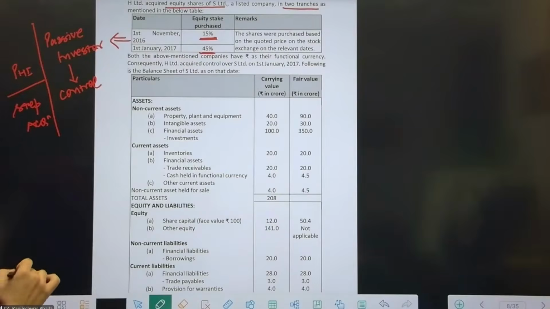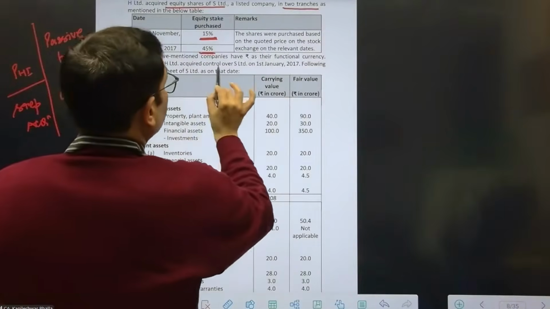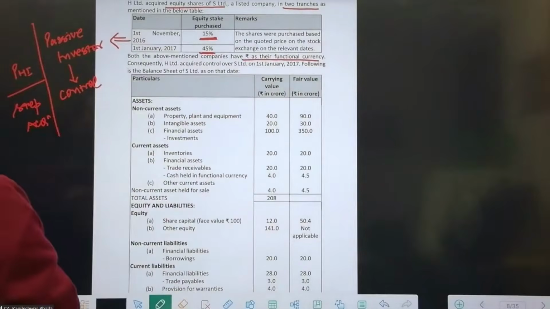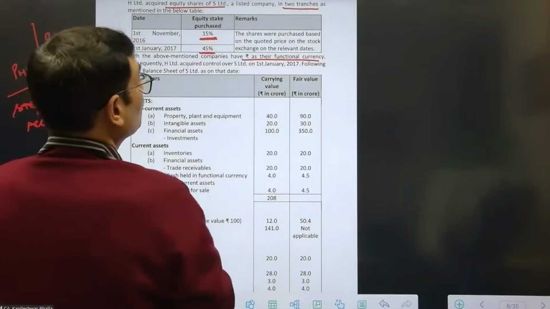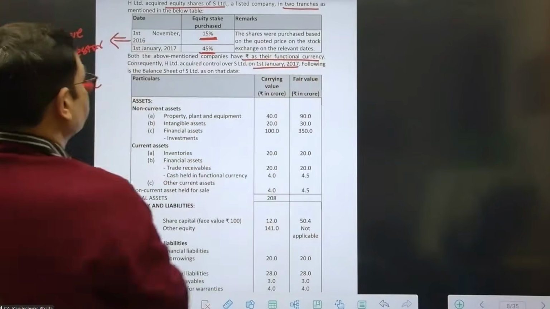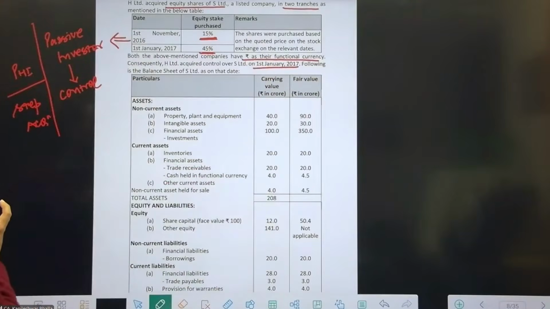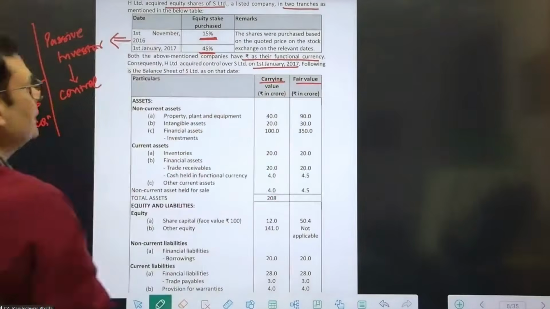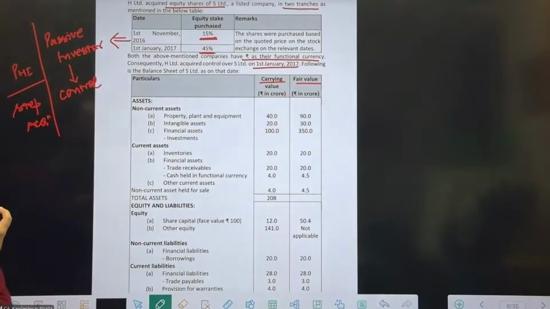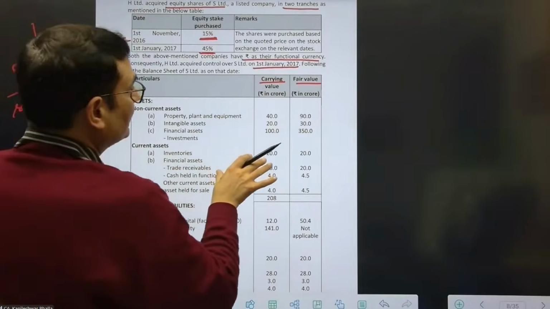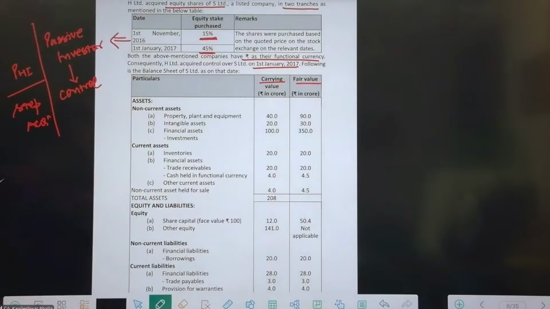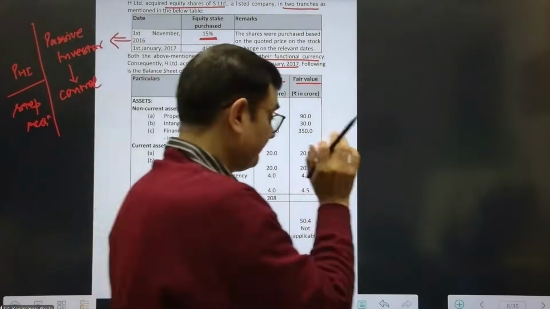Okay, then it says both the above mentioned companies have rupees as their functional currency. Consequently, H acquired control over S on January 17. Then I'm given the balance sheets of the company where I am given the carrying value as well as the fair value. So, of course, when you go to the concept of step number 3B, we'll consider the fair values. And if there is a tax rate, we're going to apply step 3A, applying the concept of deferred tax as well. Just some thoughts.